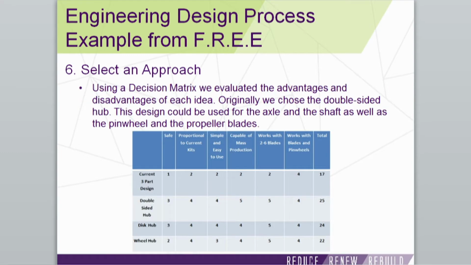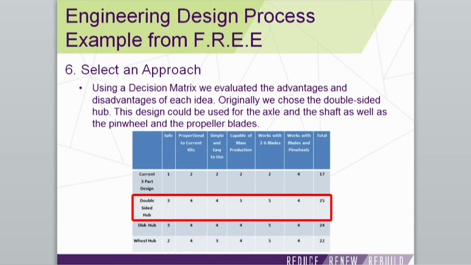Step 6. Select an approach. Using a decision matrix, we evaluated the advantages and disadvantages of each idea. Originally, we chose the double-sided hub. This design could be used for the axle and shaft, as well as the pinwheel and the propeller blades. As you can see from the design matrix below, we chose the double-sided hub as our winner.